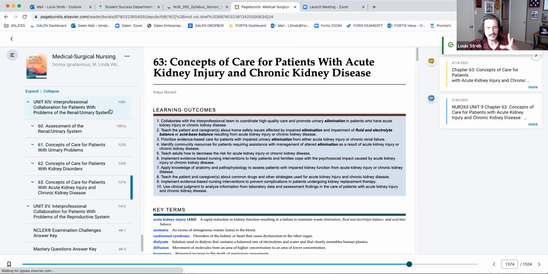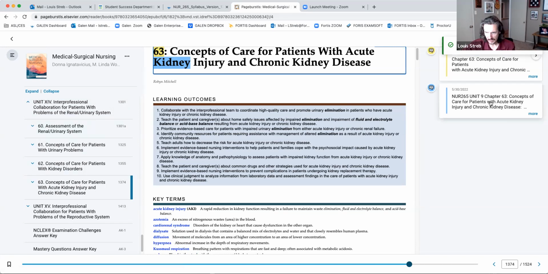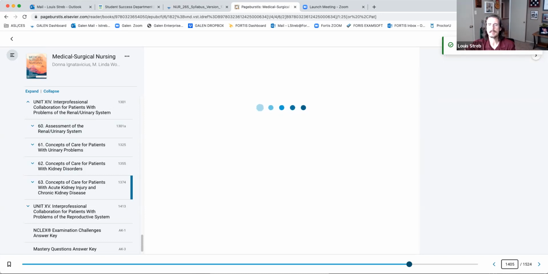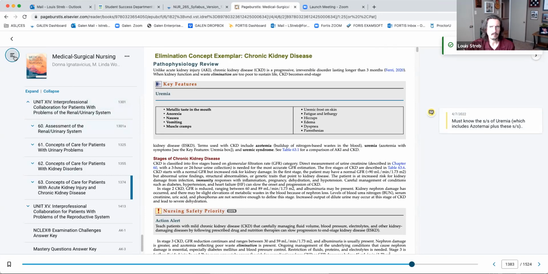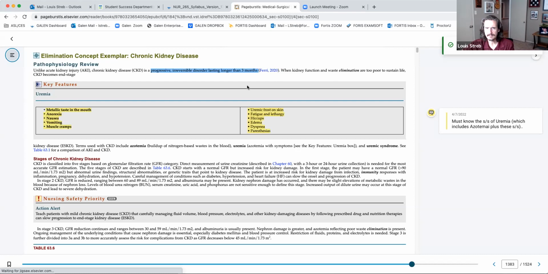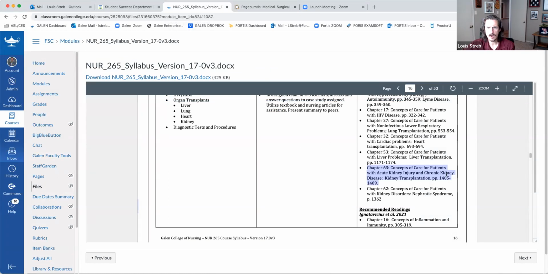We did go through 3 different transplants already with the liver, heart, and lung. This is just yet another one. Here it's talking about what we need for unit 9, and it's just pages 1405 to 1409. So we can go ahead and type in 1405 and get to that page. With 1405, we're talking about chronic kidney disease, kidney transplants, what we're really talking about.